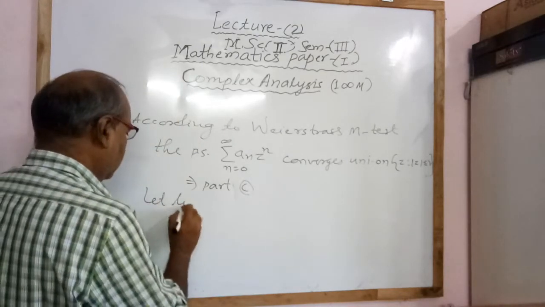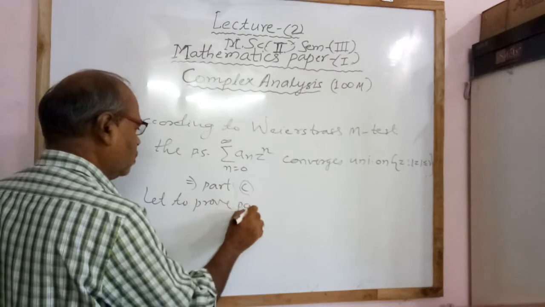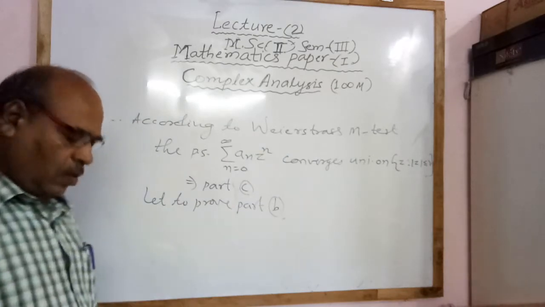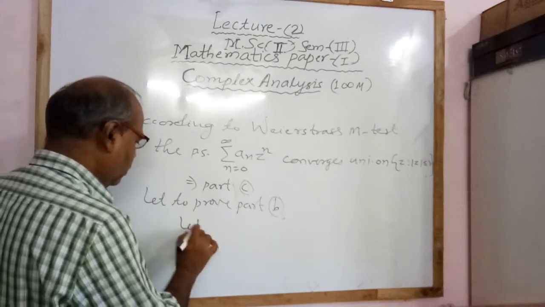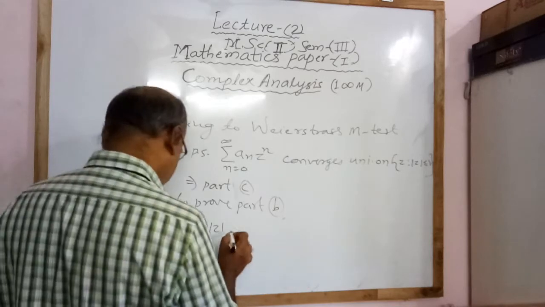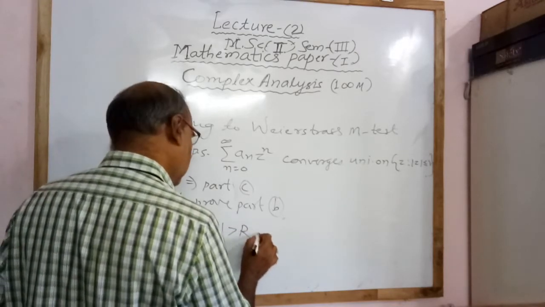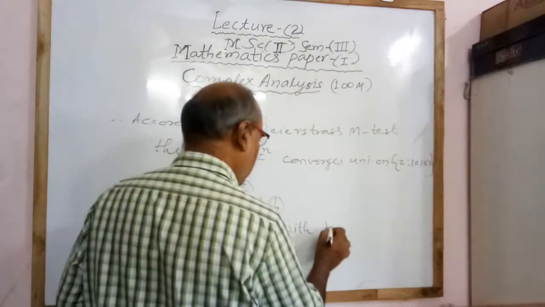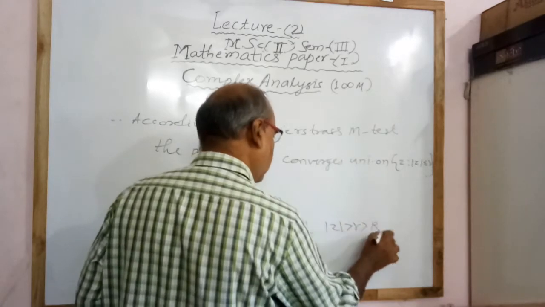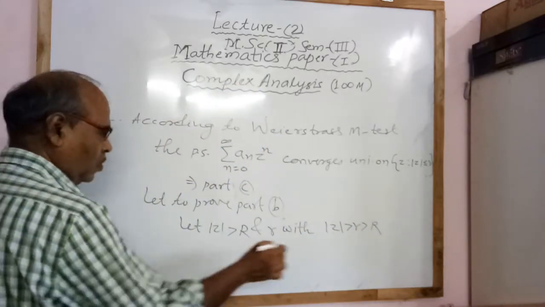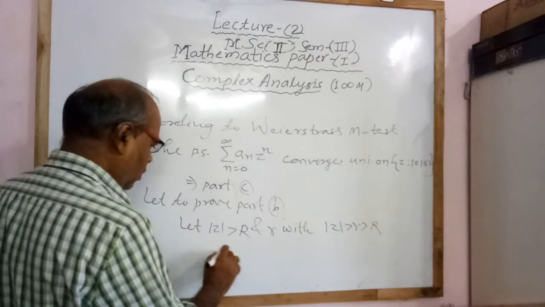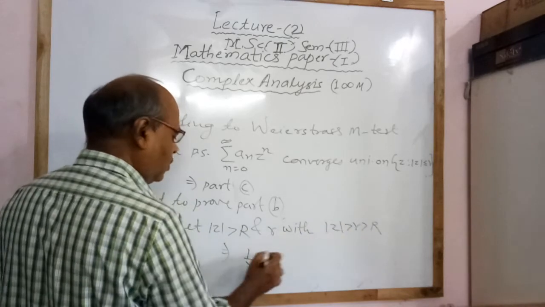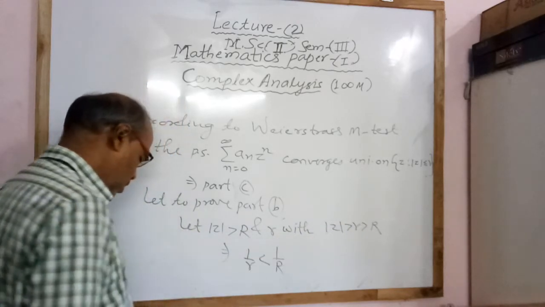Then to prove part B. To prove part B, let mod of z be greater than capital R. This is as we have seen in part B, which implies, taking the reciprocal, 1 by mod z, the greater inequality becomes less than, 1 upon R.